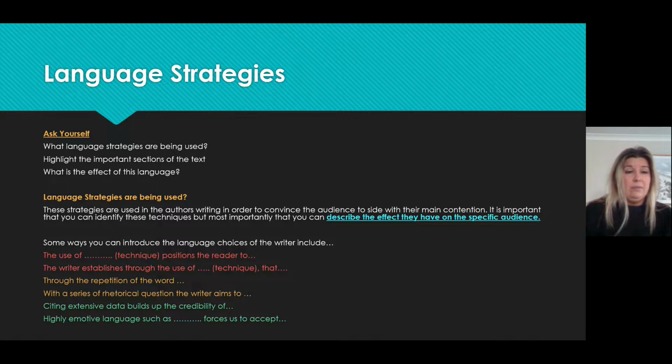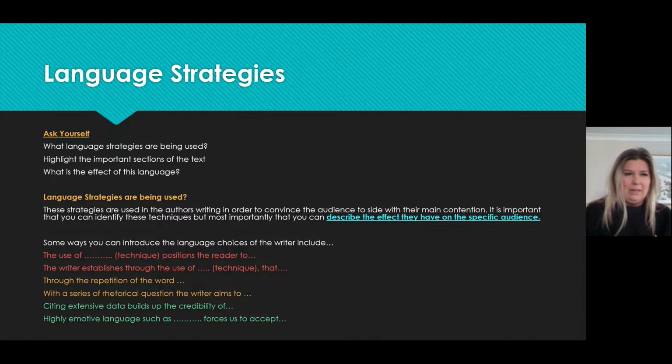Something you could say, through the repetition of the word the effect is. Or with a series of rhetorical questions, the writer aims to. It's a little bit better, but what I do see is that that technique is really kind of plonked in there still, but it's better than the labeling ones in red that just say, uses this.